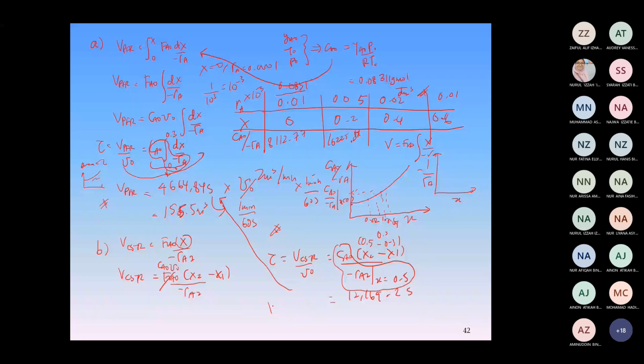is VCSTR is equals to, what do you call it, V naught darab dengan benda ni lah. So this one darab dengan V naught, okay, which is 2 meter cube over min. Okay, jangan lupa lah ni tukarkan dia daripada 1 minute per 60 second. Okay, so you akan dapat around 5.64.